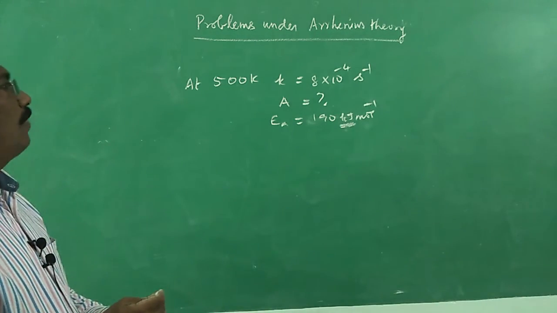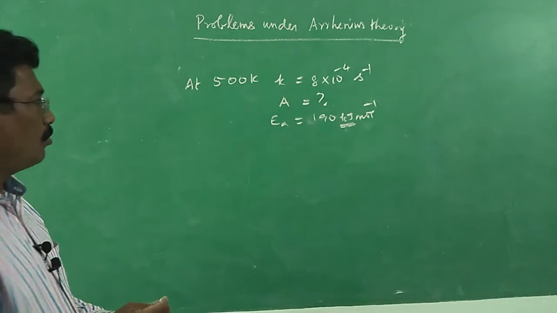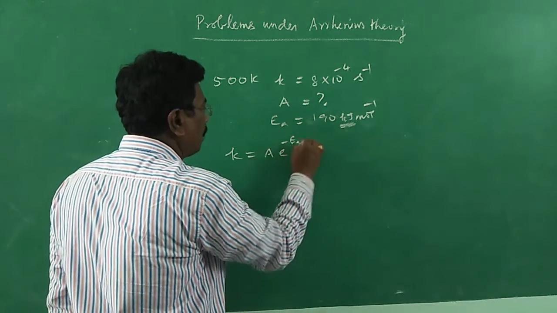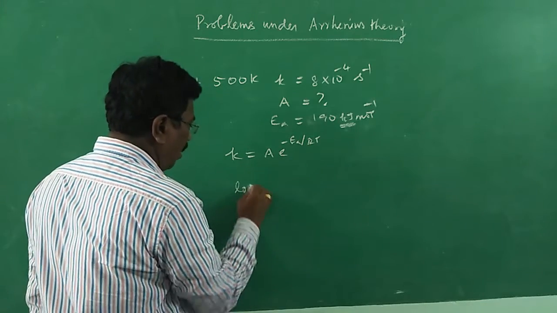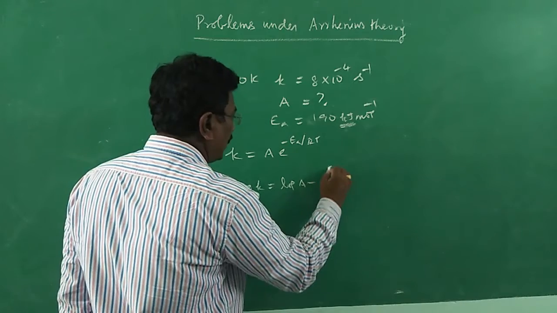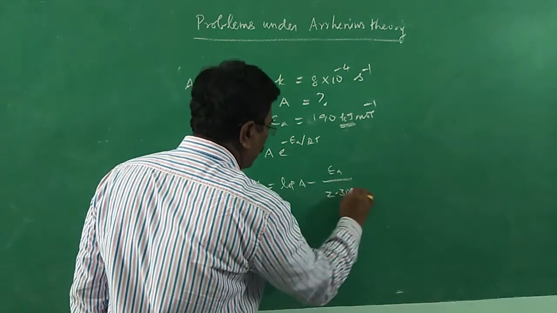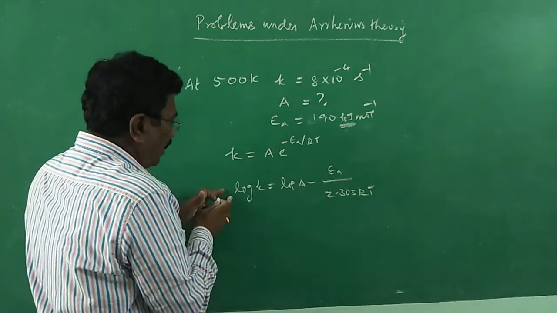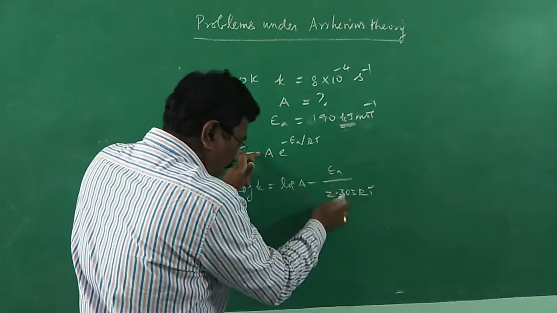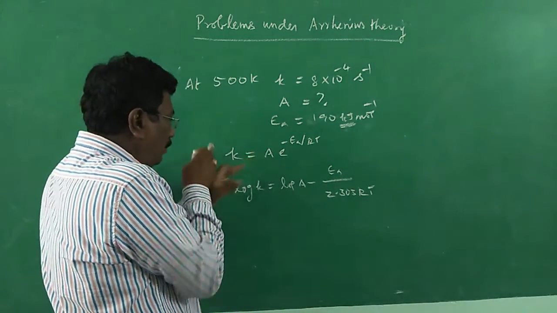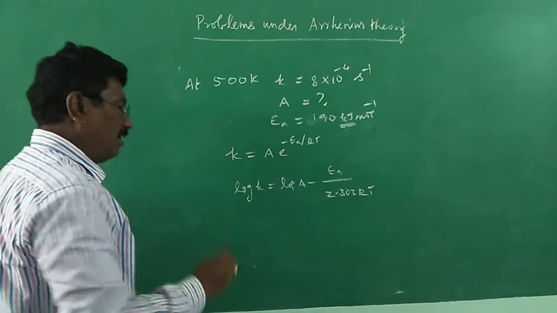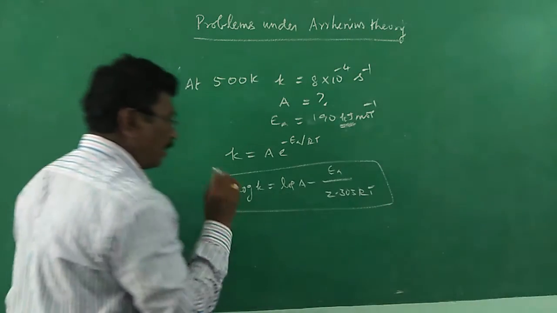Now you are asked to find out A. What is the expression which can be used? Very fundamental equation: K is equal to A into e power minus EA by RT. If I take logarithm, log K is equal to log A minus EA by 2.303 RT. How does it come? Upon taking natural logarithm ln, you will be getting minus EA by RT. When it is converted into common logarithm, it has to be multiplied by 2.303. Upon division, it will go to the denominator. This equation we have already seen in Arrhenius theory.